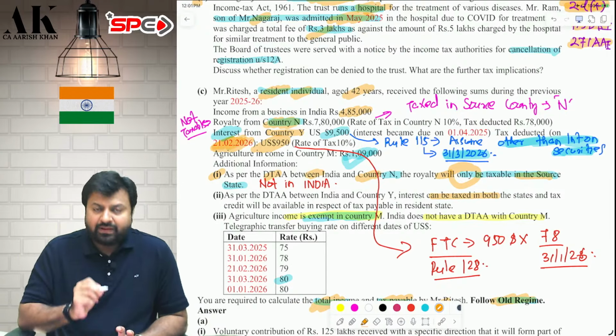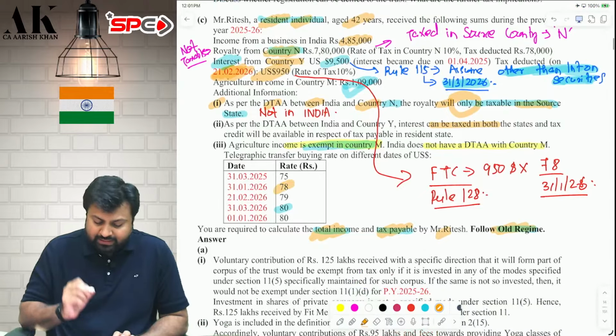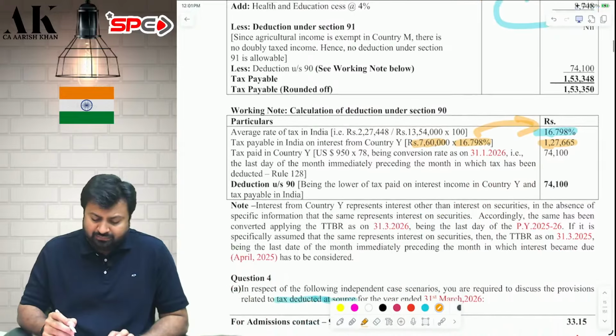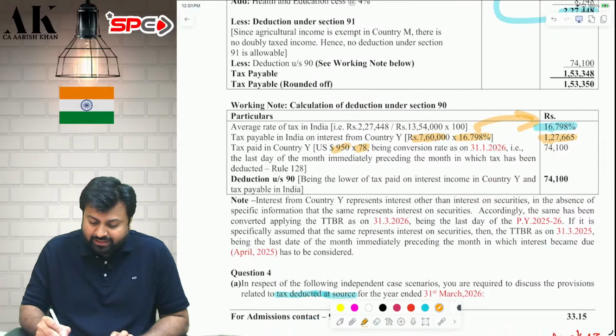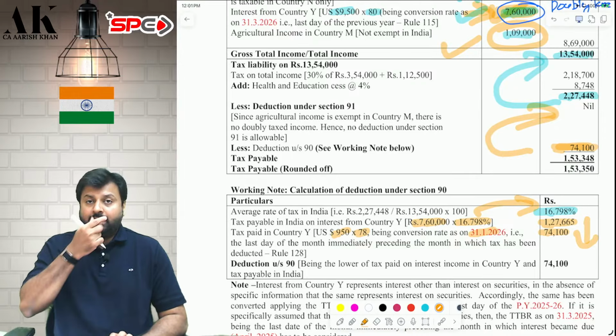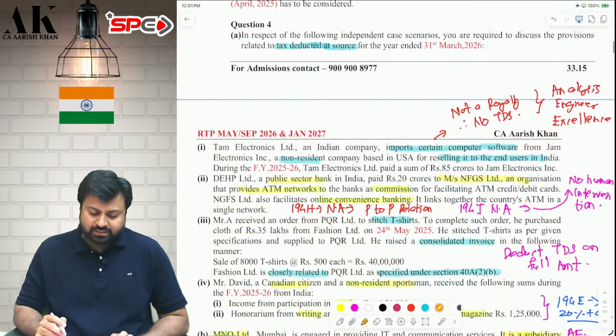The tax is paid in February. Last month is January. January TTBR is 78. So you will multiply 950 into 78. That is the tax paid in foreign country. 950 into 78, 31st January TTBR, 74,100. Whichever is lower will be allowed as relief from your total tax. So 74,100 will be allowed as a relief. I hope it is clear to all of you. Beautiful question it is. You can check it once.